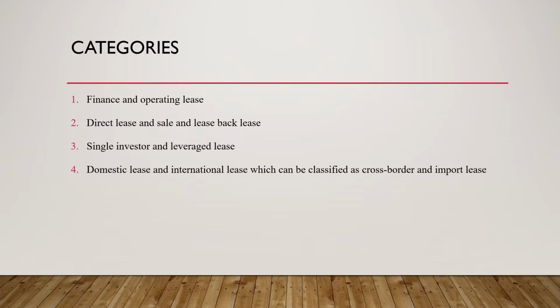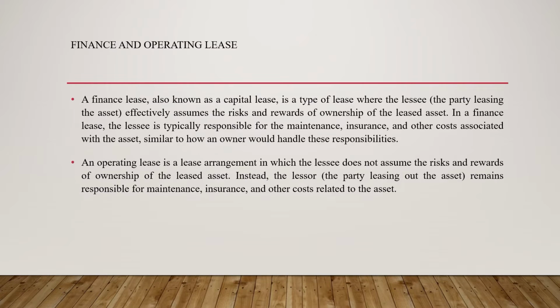Further, lease can be classified into various types on the basis of different aspects. First category is finance and operating lease. Second is direct lease and sales and leaseback lease. Third is single investor and leveraged lease. Fourth classification is on the basis of domestic lease and international lease, which can be further classified as cross-border or import lease. So we will discuss these types of leases one by one.